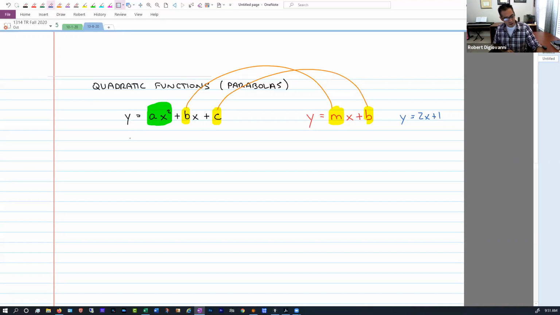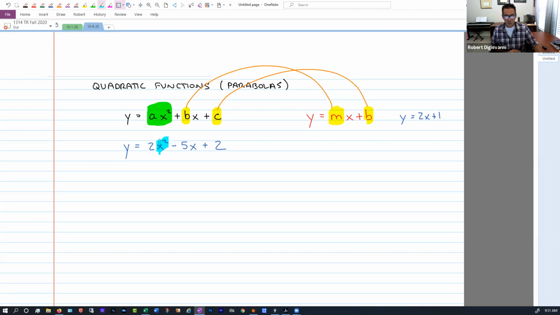Let me give you a specific example of a quadratic function. It would be something like, I'll just make it up, 2x squared minus 5x plus 2. That is a specific example of a quadratic function or a parabola. So we need to know when we see them what we're looking at, and make sure we know it's not a line. The biggest thing to look for is, do you have an x squared? If you have an x squared in there, it's a parabola, it's a quadratic.